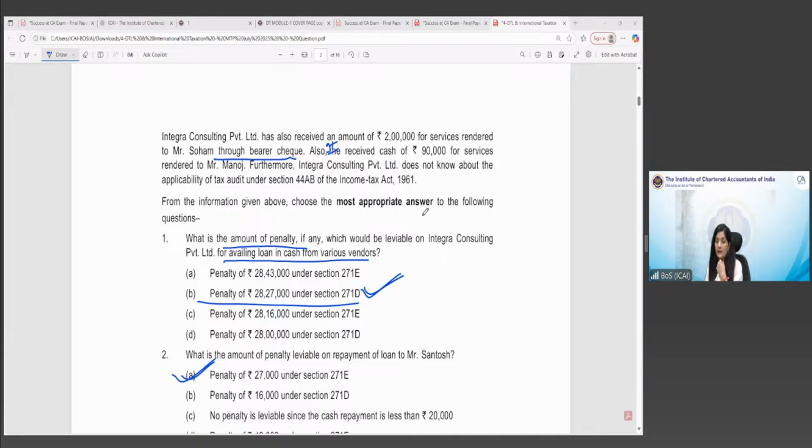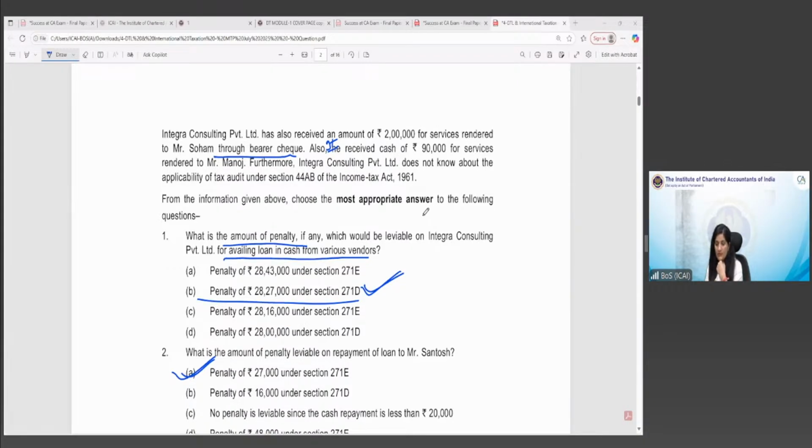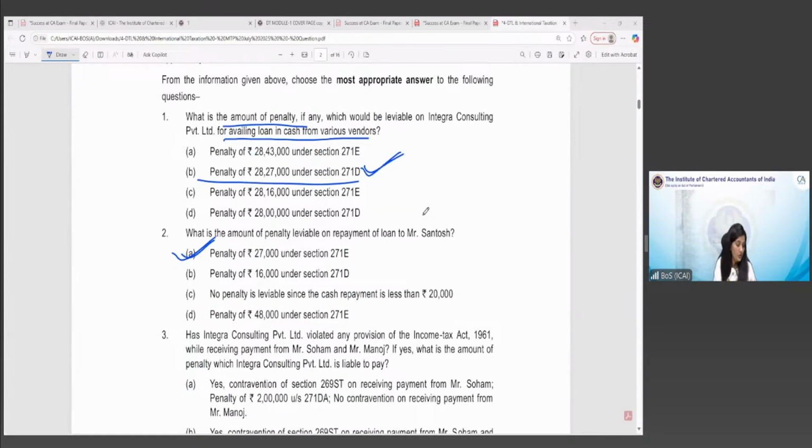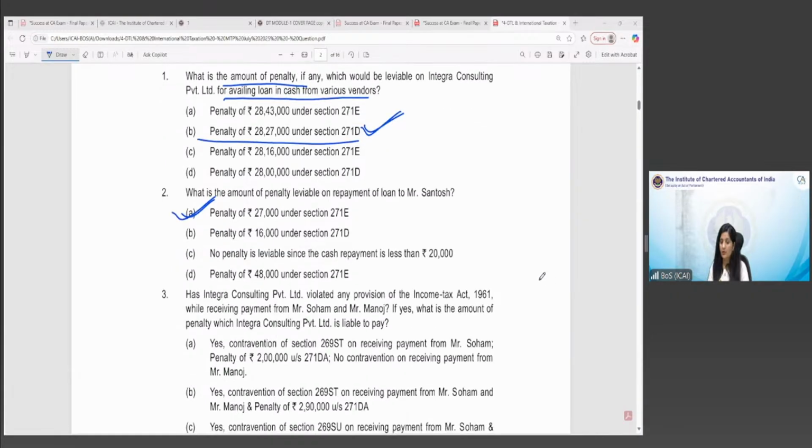Yes, and to penalty provision से हुआ. उसके बाद में वो किस लिए लगेगा, किस contravention के लिए लग रहा है penalty provisions? Which section की contravention के लिए 271DA is applicable? Yes, 271DA is applicable, very rightly said. This penalty provision is applicable in respect of the contravention of which section?